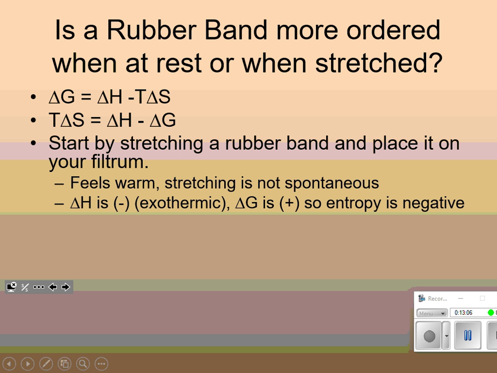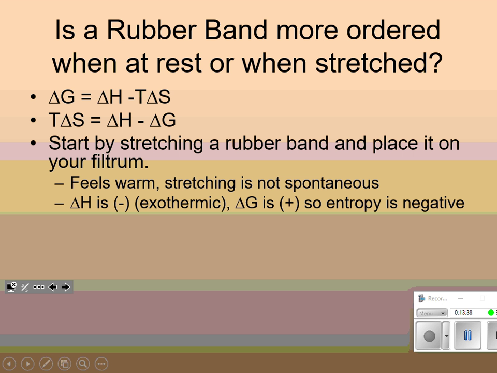Does that make sense? Not everything with this equation has to be built in with numbers. Sometimes it's more of a, hey, what if this value is positive and this value is negative? What am I going to get as an end result? If entropy is negative, that means when this is stretched out, it's actually much more orderly than when it's at rest.